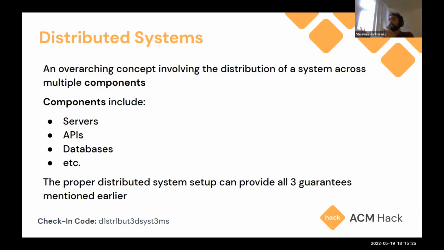Distributed systems can have any number of these components. So technically, even the ACM membership portal is a distributed system. But of course, there are all kinds of components that we haven't learned yet. And throughout this workshop, we'll dip our toes into the other kinds of components that exist out there that allow us to properly guarantee all three of those traits that we talked about earlier.